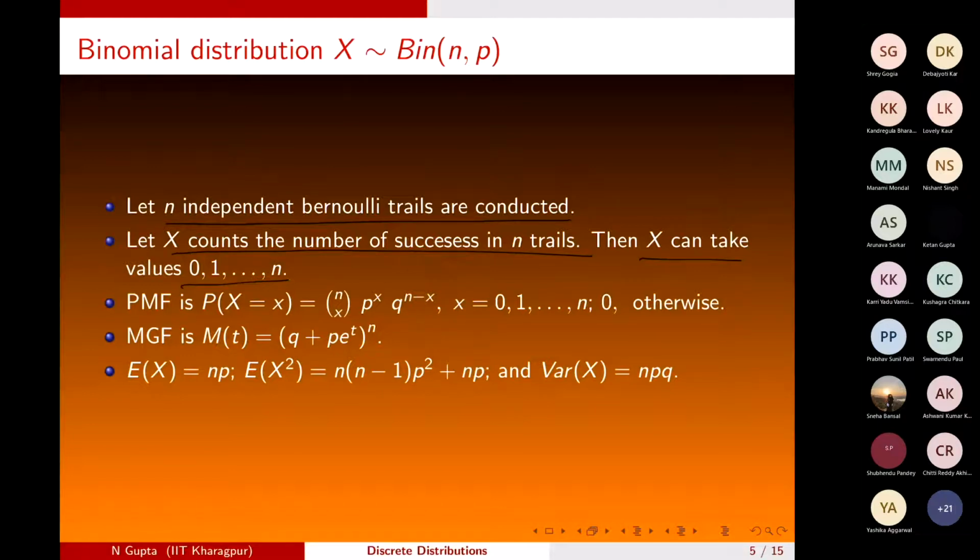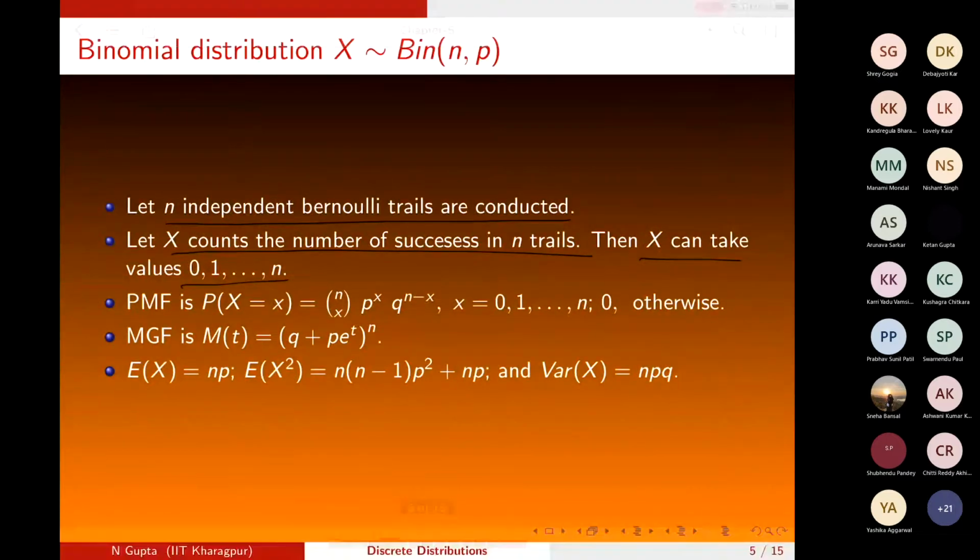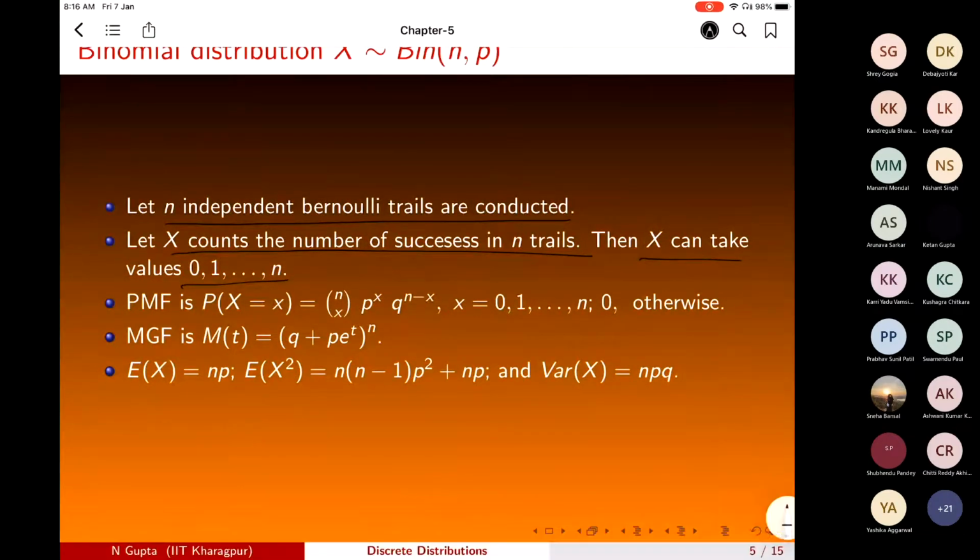Using the MGF for the binomial distribution, the mean is np and the variance is npq.